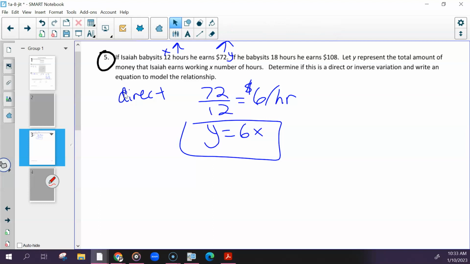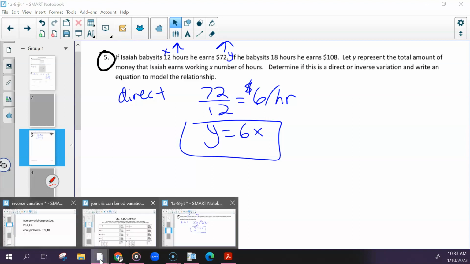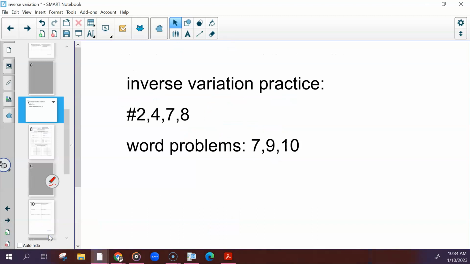Just like last class, I'm going to give you 2 options on things you can practice. In your inverse variation notes, the last couple of pages, the practice problems, you could be working on these 2, 4, 7, 8, 7, 9, and 10 in the word problems. Or if you haven't done this week's Khan Academy or last week's, you could be working on that. So either Khan Academy or this for the next however much time before lunch and then however much time after. So it's 34. So for the next 9 minutes and then 11 minutes when we come back.